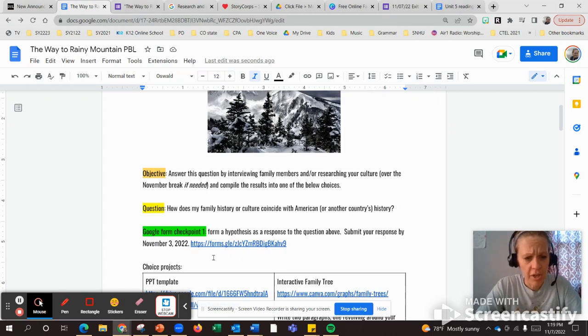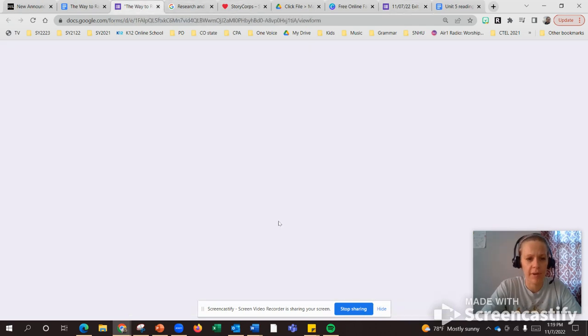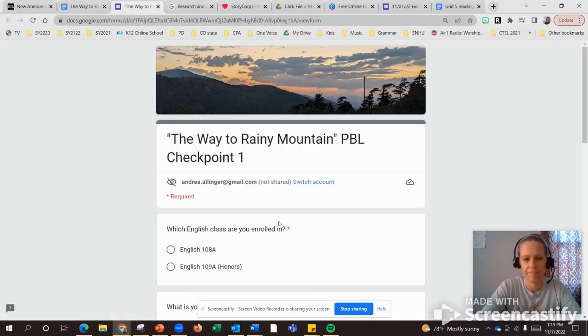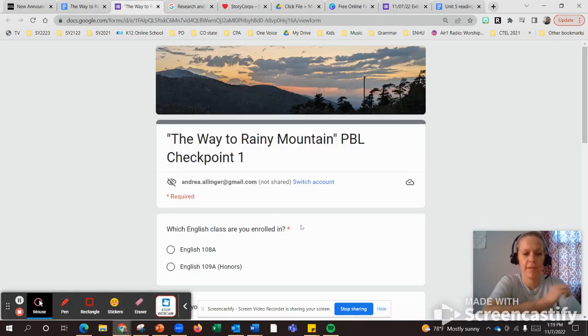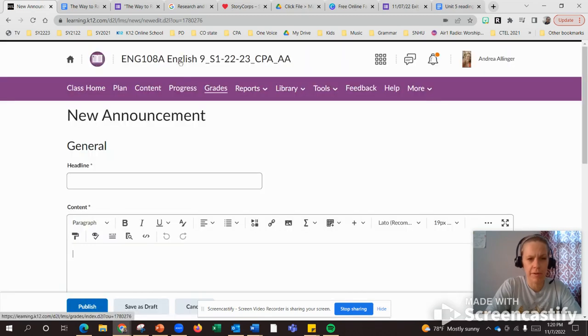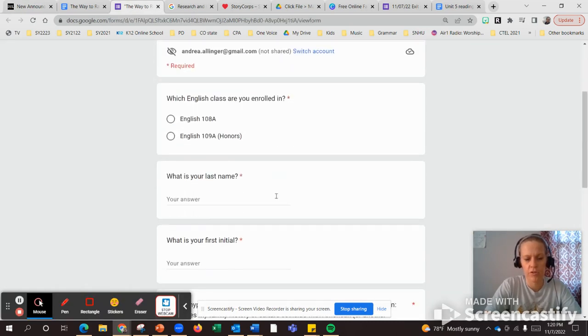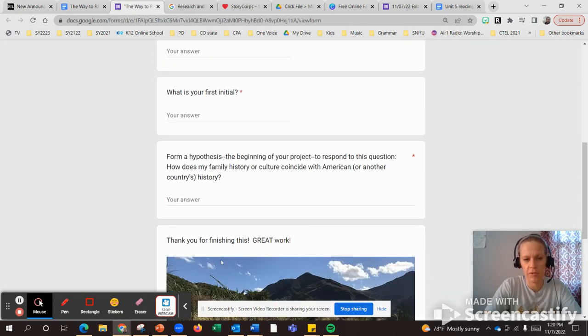So you should have already done the Google form checkpoint. If you did not, please do so. It looks like this: The Way to Rainy Mountain PBL checkpoint 1. Which class are you enrolled in? You'll know your class enrollment based on what it looks like up here, 108A or 109A. And then you're just going to give me your last name, first initial, and form a hypothesis.